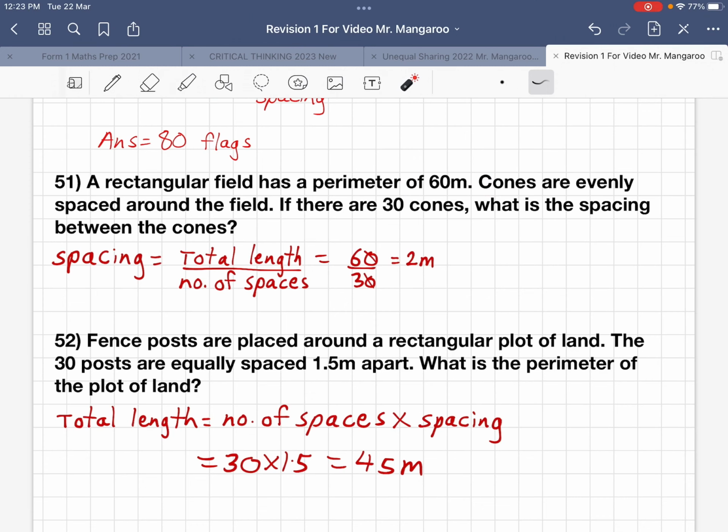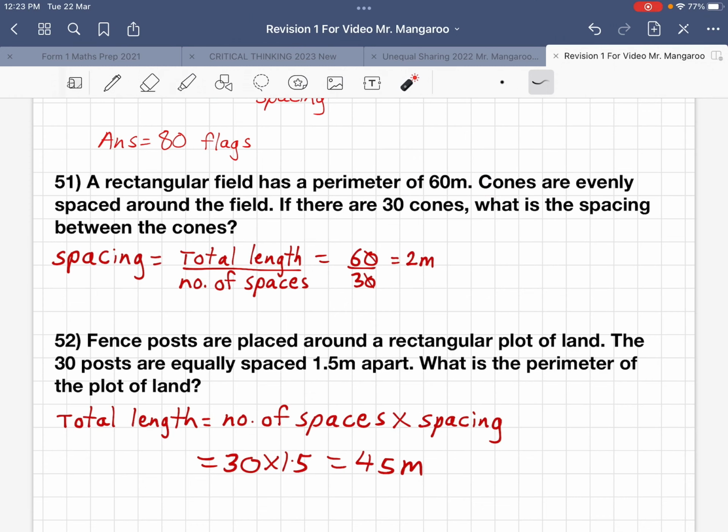So here we have unequal sharing. Mark received 12 more than Israel. So Israel got less, so Israel is box. Mark is box plus 12. We add them together. That's 2 boxes plus 12, which is equal to the total that they gave us.